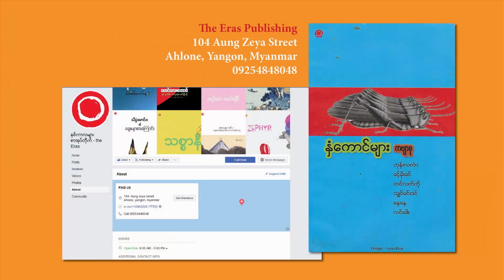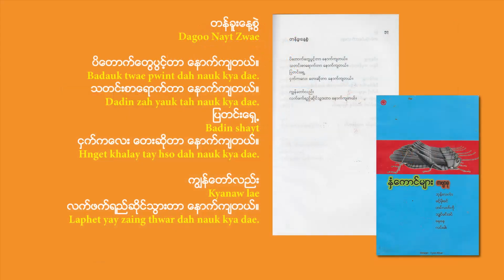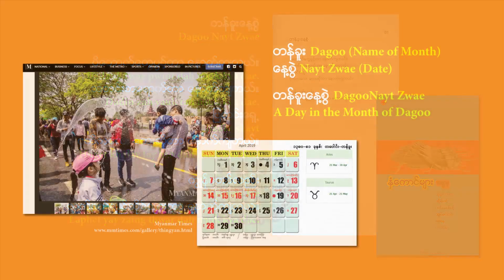This is from an anthology called Hnan Gaung Myar, Grasshoppers from the Errors Publishing, or Myar to say it in Burmese. On page 57 is this short poem called Dagoo Nayt Zwae. Dagoo is one of the months in the Burmese lunar calendar. Burmese months don't line up perfectly with the Western calendar months, so Dagoo, the very first month in the Burmese calendar, is actually around March or April. You might notice Burmese New Year, the Thinjung Water Festival, is around April. So right after Thinjung, the very first month in the Burmese calendar is Dagoo. Dagoo Nayt Zwae means a day in the month of Dagoo.